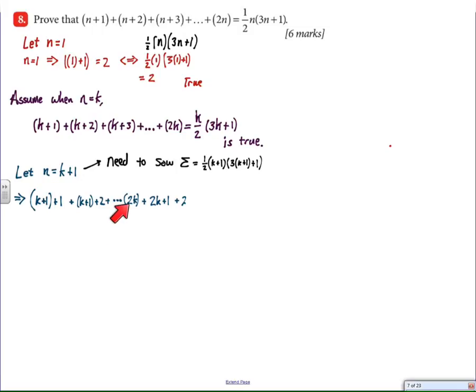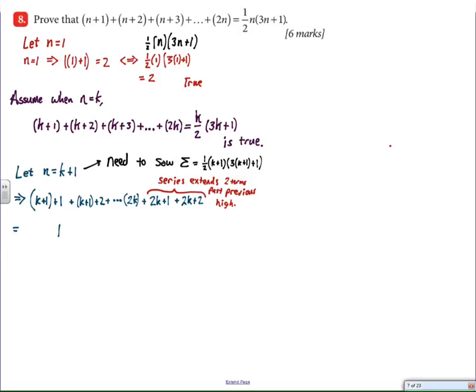And then here's the part about my observations earlier that were really helpful. 2k was the highest value in the previous series, so I'm going to go 2 terms above that. So I got 2k plus 1 and 2k plus 2. These are all the new things. So it extends 2 terms past the previous high, and it also starts off 1 higher than the previous low.